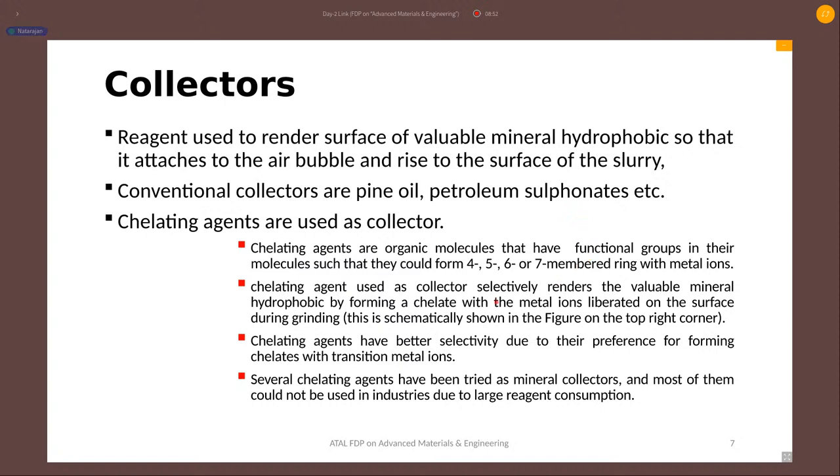So chelating agents are very selective. The reason is chelating agents form complexes or chelates with transition metals very easily. And most of the valuable minerals that we are recovering, as I said before, lead, zinc, galena, or titanium, are all transition metals. As transition metals readily form complexes or chelates, the chelating agents selectively adsorb only on the transition metals, whereas the gangue minerals such as silica and clay, which is an aluminum mineral, are non-transition elements. Therefore, they don't get floated at all. That's why chelating agents are preferably used as collectors.